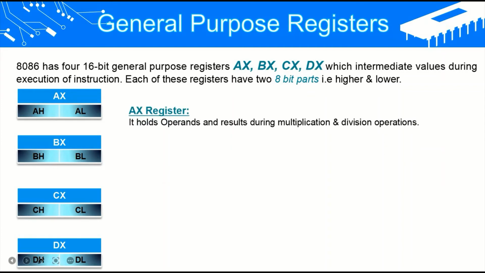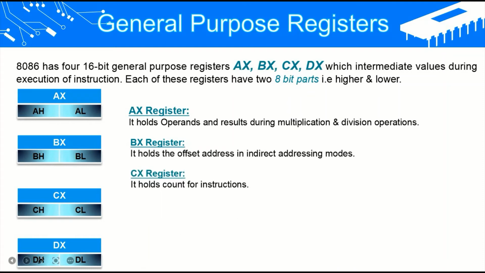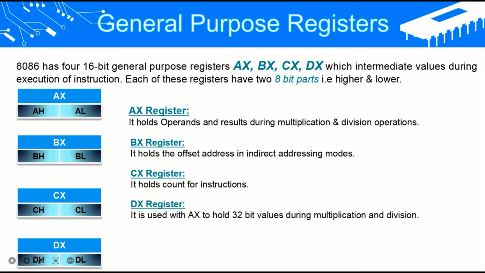Discussing the AX register, the accumulator register holds the operand and result during multiplication and division operations. The base register, BX, holds the offset in indirect addressing mode. The counter register, CX, holds the count for instructions. The data register, DX, is used with the accumulator register to hold 32-bit values during multiplication and division operations.